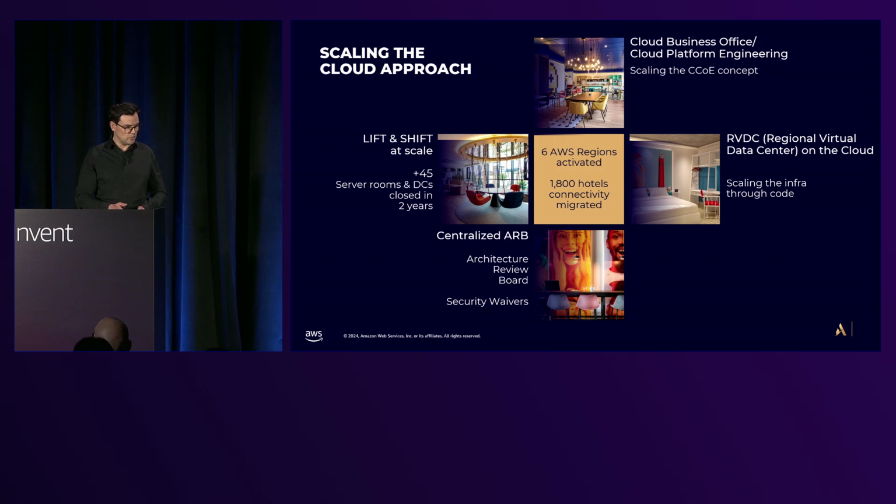On the vertical part, it's more the organizational. So we reached the limits with our Cloud Center of Excellence and Ninja team. So AWS advised us to upgrade finally to what we call the Cloud Business Office, CBO, and Cloud Platform Engineering, CPE. And with this, we were able to start to accelerate the cloud adoption for the business.